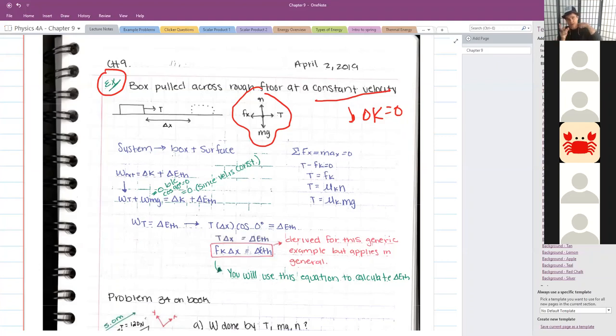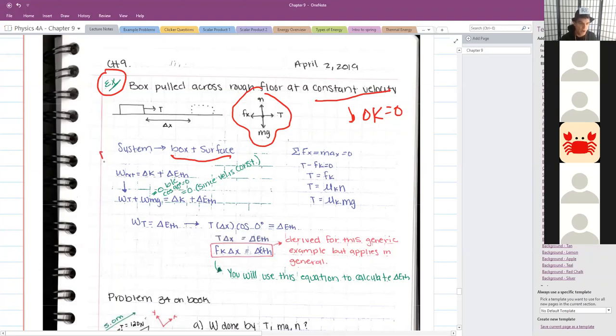One of the things I'm going to emphasize in a second is, anytime you're going to include thermal energy, your system has to include all objects whose temperature is changing. So as a box slides across the floor, the box is heating up and the floor is heating up. I need to look at both objects if I'm going to include thermal energy. So in this case, my system is the box and the surface.